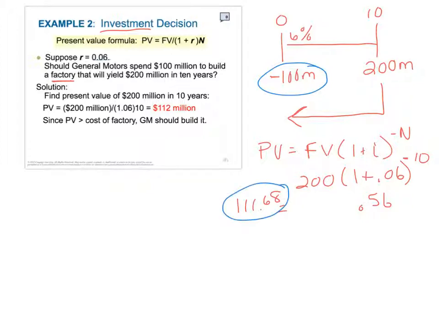And so the question becomes, which is larger, 100 million or 111.68? Well, 111 is larger than 100 million, so I would definitely spend the 100 million to get 200 million in the future. So I'm evaluating which is larger. Once you do the calculations, if your present value is larger, then you're going to go ahead and do that investment. If it were lower, then you would not. Hopefully that makes sense to you. But again, you're evaluating, should I do this? Which is bigger? Which would you rather have, 111 or 100? Well, if you'd rather have 111, then you say, yes, I'm going to definitely build that factory.